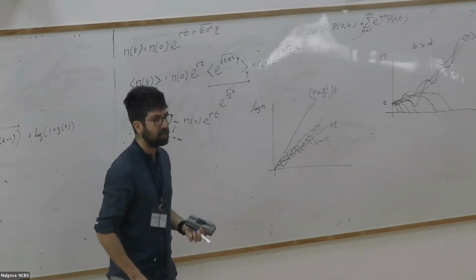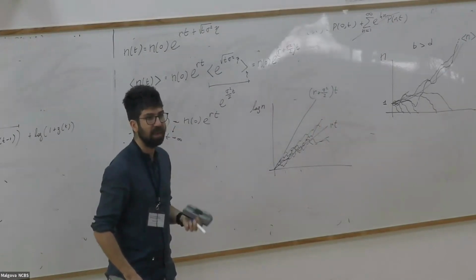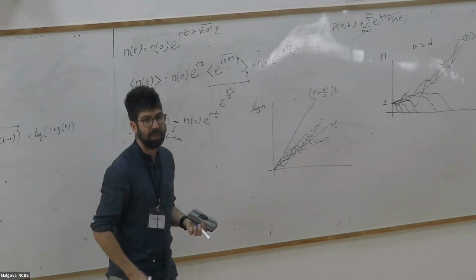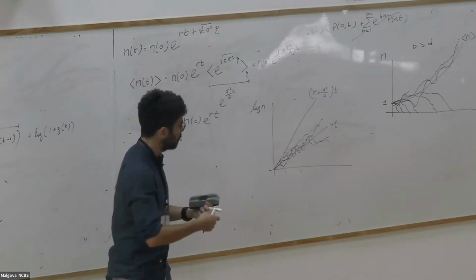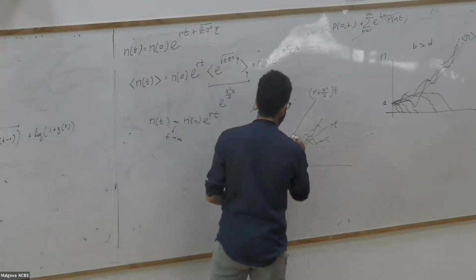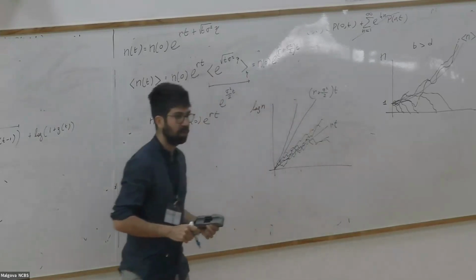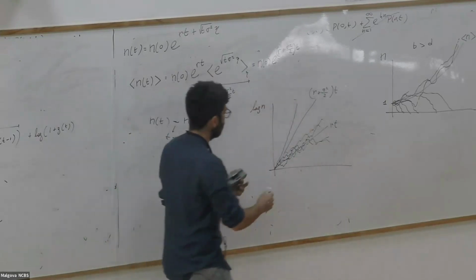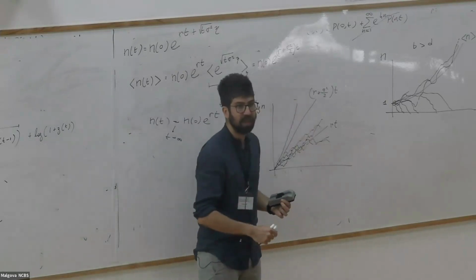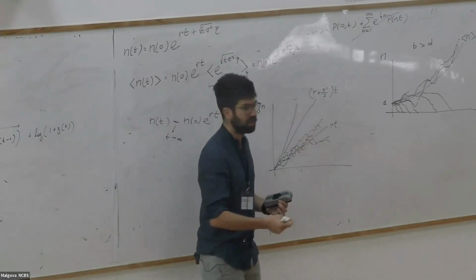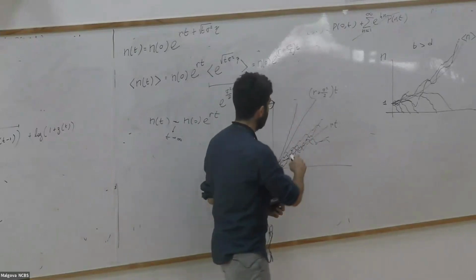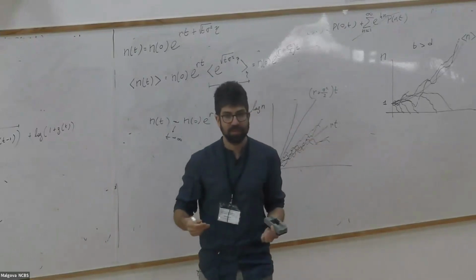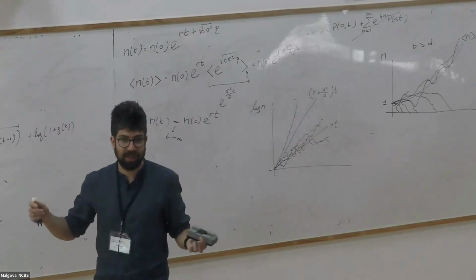But the point is that there is one extremely rare trajectory. I mean, there are very, very rare trajectories which grow very, very rapidly. And basically, when you take the average of these trajectories, the one that dominates the average are these ones. But if you simulate your process for large times, you're never going to see them.